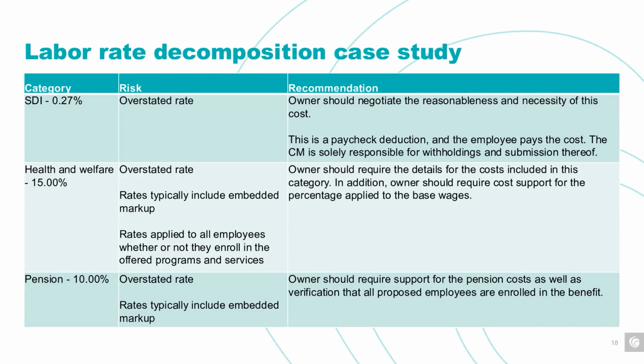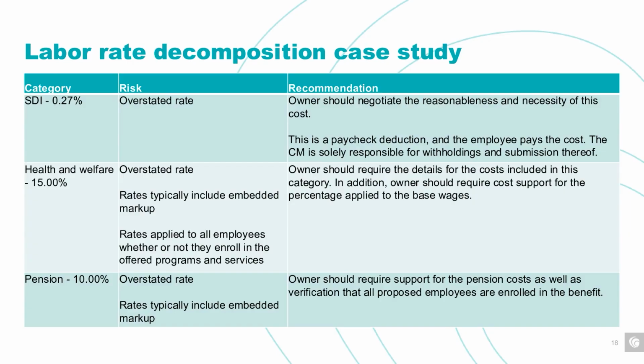Right, moving on with our decomposition that we performed, the top one on this slide, this SDI here, right? This was actually a state disability insurance. And again, here, the risk we're looking at is an overstated rate. But in this case, as we did our research into what this cost was, we found out that this was actually a payroll deduction, and the employee was responsible to pay this cost. So in this instance, the construction manager was solely responsible for just withholding the deduction and then submitting it to the state. So again, we wouldn't expect to see this within the actual labor burden itself.